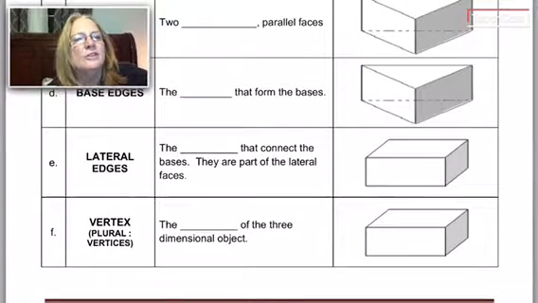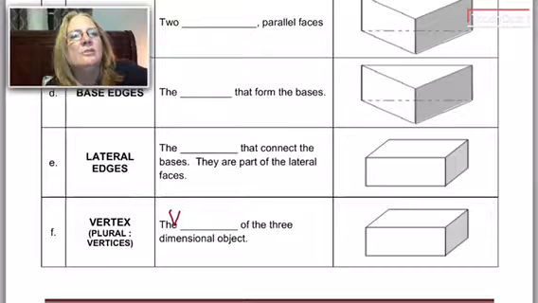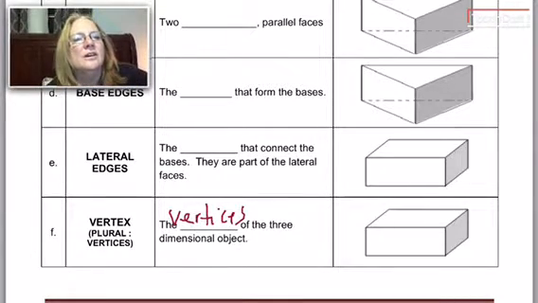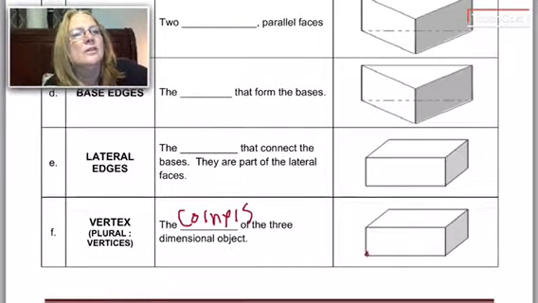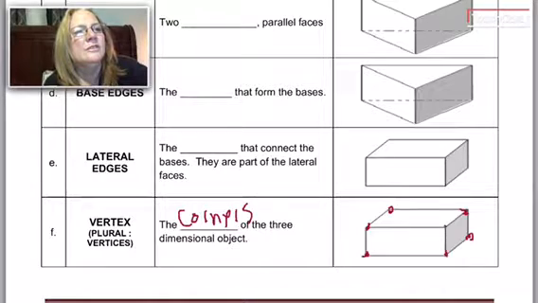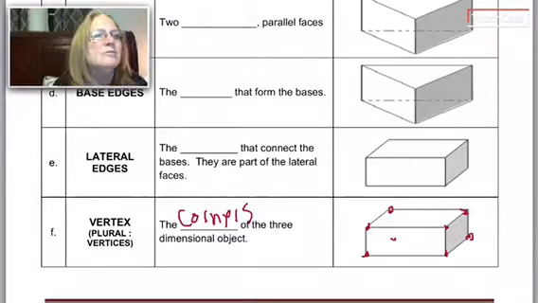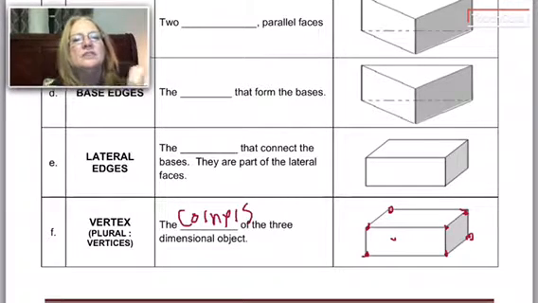The vertex, or the vertices if you have more than one, they are the corners. Right here. These are the vertices, and of course there's one kind of hidden back there. All right, so those are the vertices. So those are our definitions.